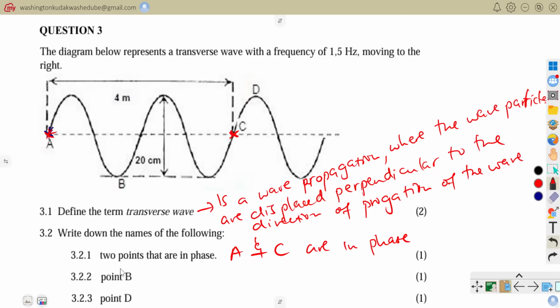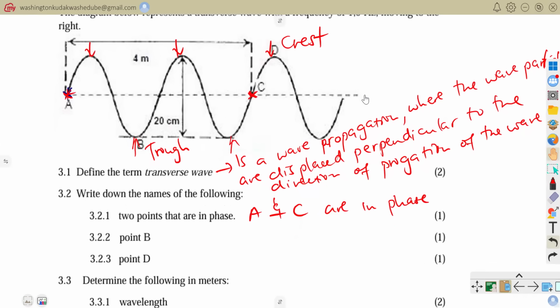And then, what is the name of point B? Point B represents a trough. We know that the lowest point of a wave is called a trough, and the highest point of a wave is called a crest. Now they are saying point D. Point D also represents a what? A crest. So we have got a crest here, we've got a crest there, we've got a crest there. We've got a trough here, a trough here, and a trough here. So the lowest point of a wave is called a trough. The highest point of a wave is called a crest. So that is what you are just supposed to write there on your answers.